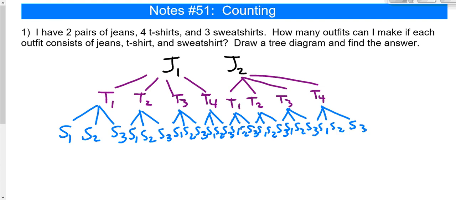I had a little bit of a spacing issue, or maybe I just have too many clothes. I don't know. Let's count. How many branches do we have at the end here? 1, 2, 3, 4, 5, 6, 7, 8, 9, 10, 11, 12, 13, 14, 15, 16, 17, 18, 19, 20, 21, 22, 23, 24. See, I told you this was counting today. So I have 24 outfits.